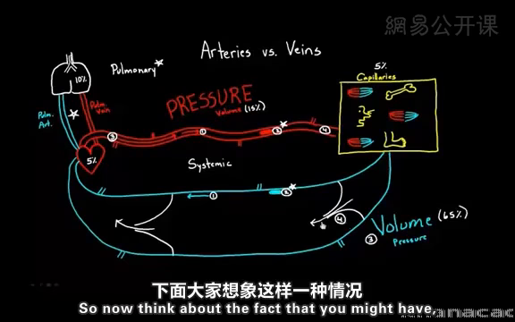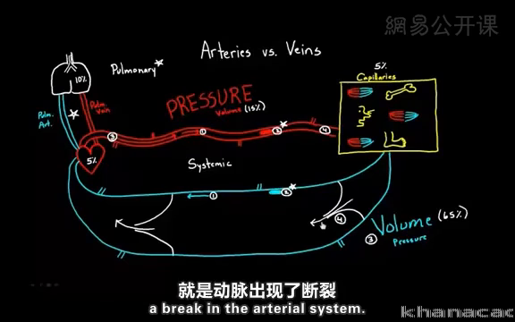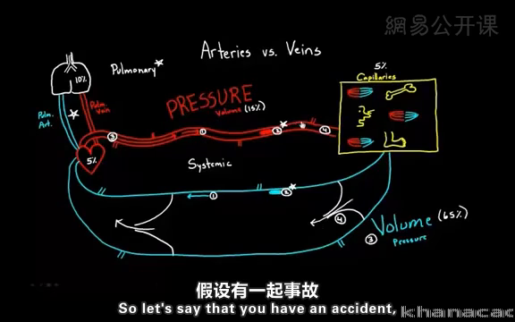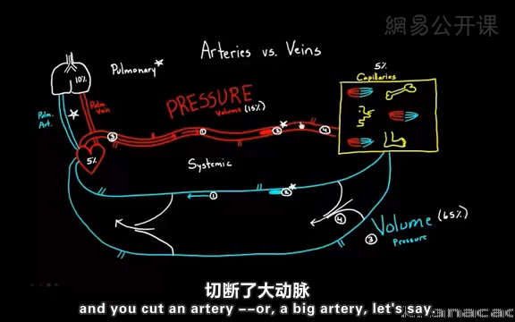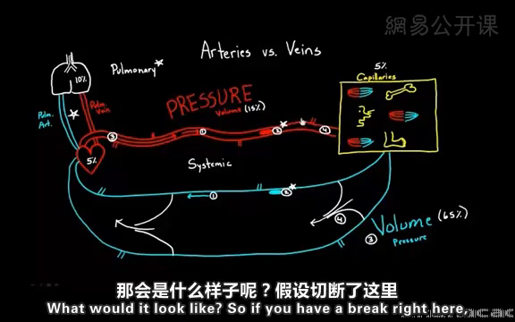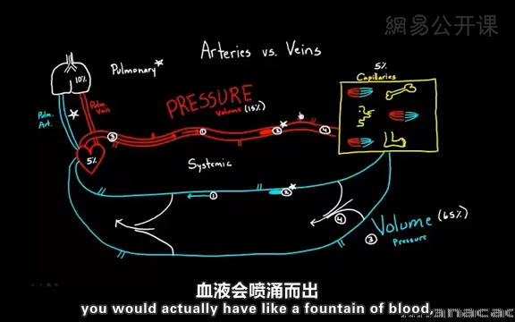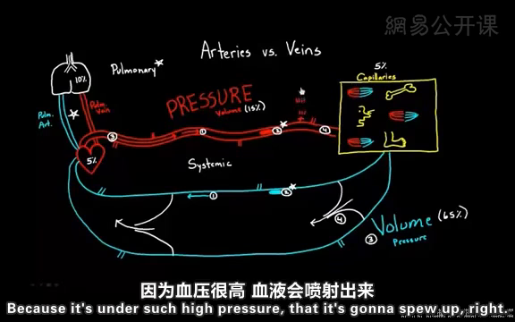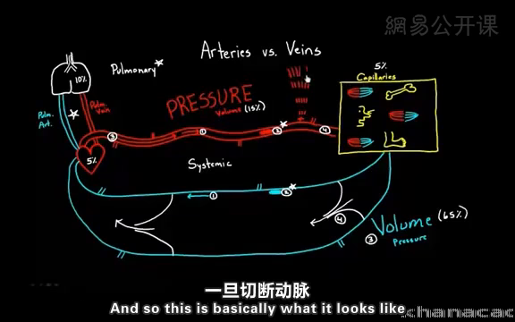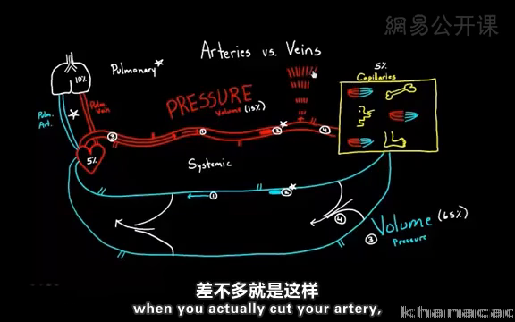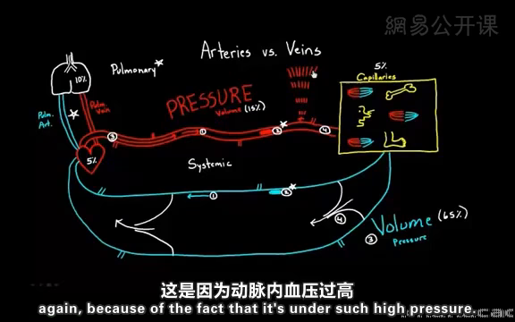So now think about the fact that you might have a break in the arterial system. So let's say that you have an accident and you cut an artery, or a big artery, let's say. What would it look like? So if you have a break right here, you would actually have like a fountain of blood coming out right there, because it's under such high pressure that it's just going to spew out, right? And so this is basically what it looks like when you actually cut an artery, again, because of the fact that it's under such high pressure.